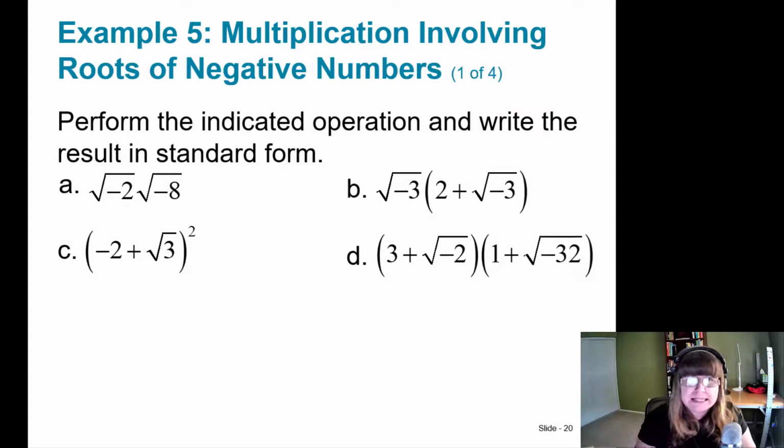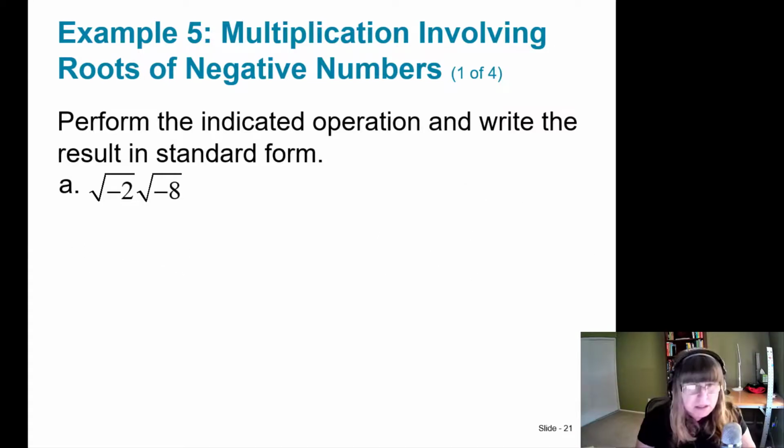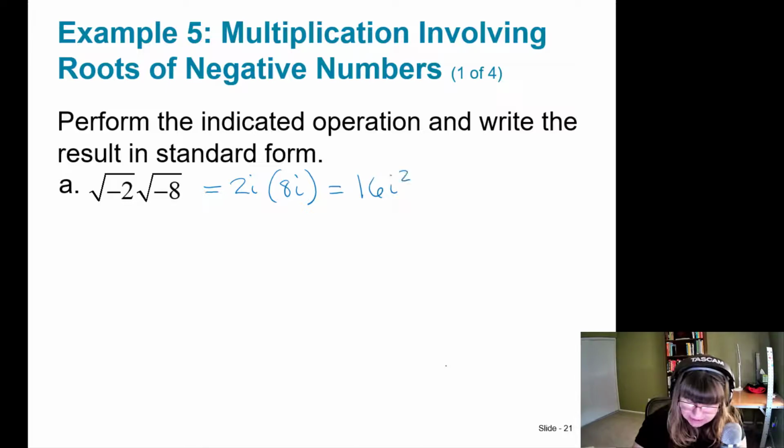Let's try a few examples involving these negative roots. We'll take them one at a time. So let's look at the square root of -2 times the square root of -8. We do not want to just combine them now. We need to change them over to imaginary numbers first. The square root of -2 is i√2. The square root of negative 8 is i√8. This i√2 times i√8 is i squared times √16, which is 4i squared. But remember, i squared is really negative 1, so this is negative 4.